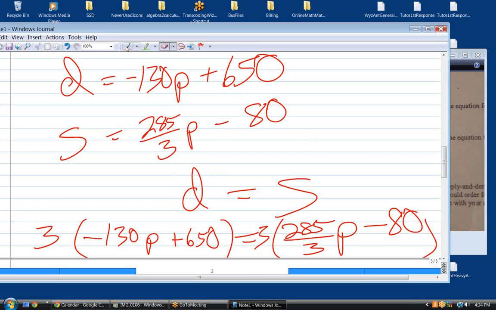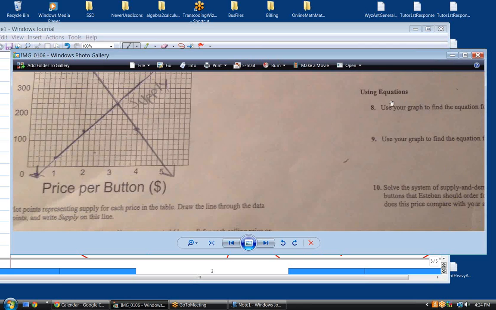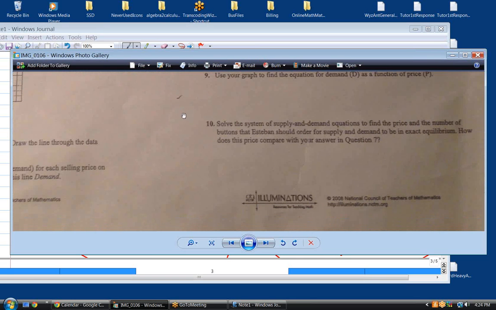It does demonstrate the problem, and the problem is when you're trying to solve two equations, you can do it graphically, or you can do it algebraically. You did it graphically on number 7, and we did it algebraically on number 10.